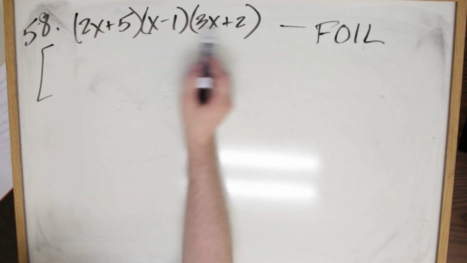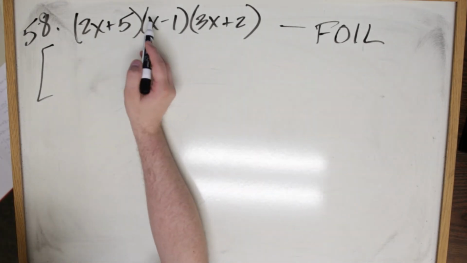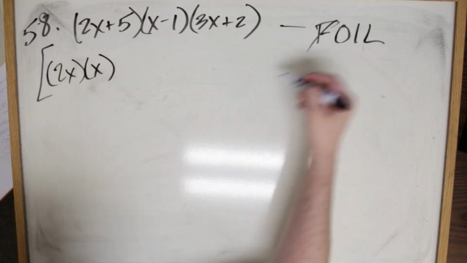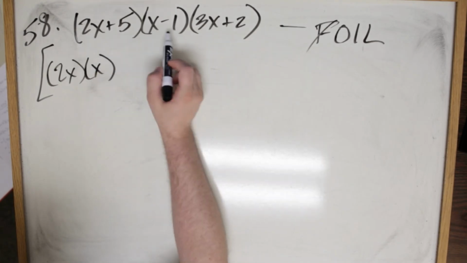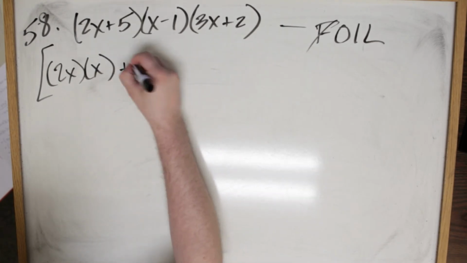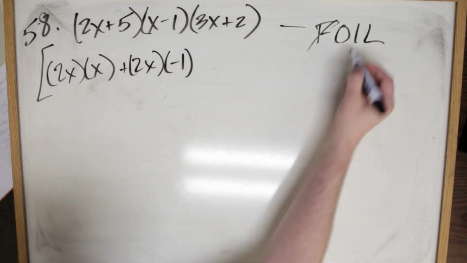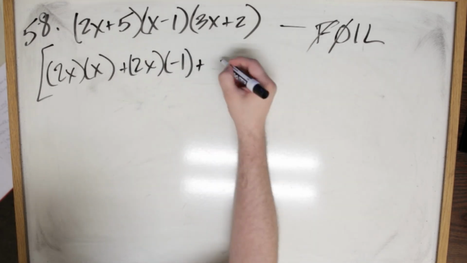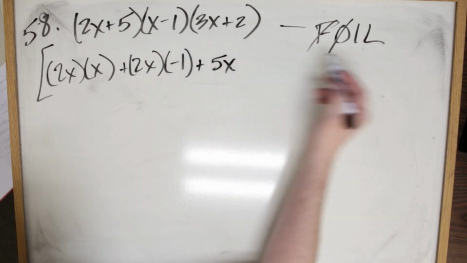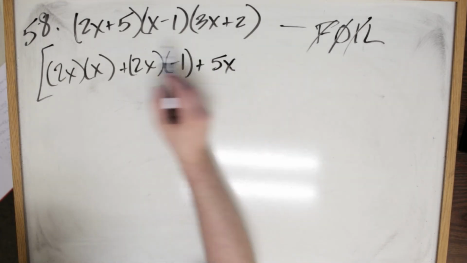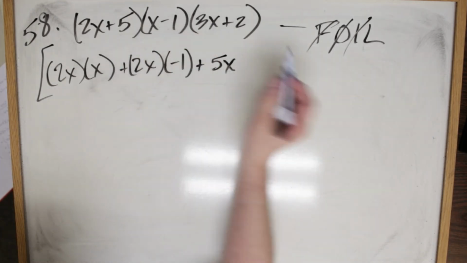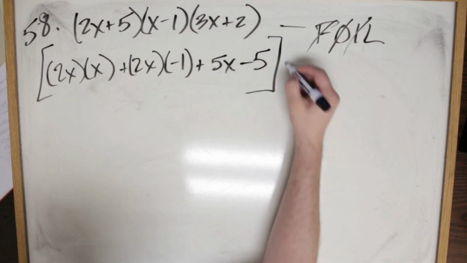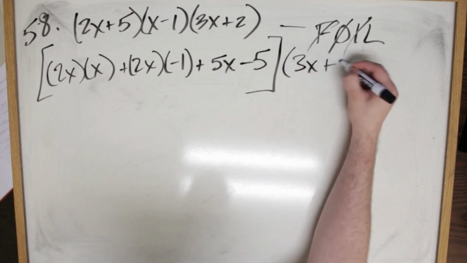So the first, 2x times x. That's done. Outside, 2x times minus 1. Done. Times the inside, 5 times x. Okay. Done. Times the last, plus 5 times minus 1 is minus 5. Okay. And then we multiply that by 3x plus 2.